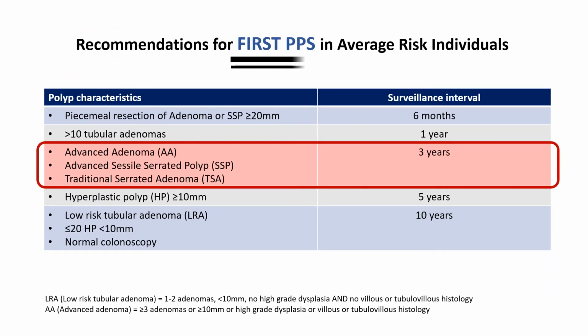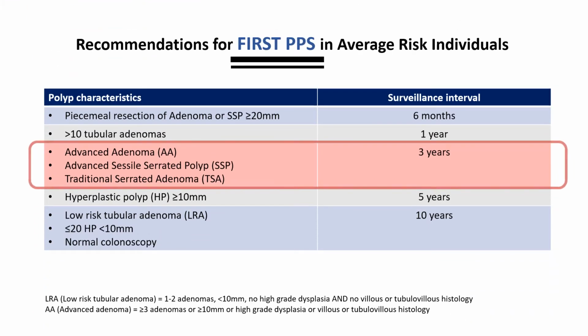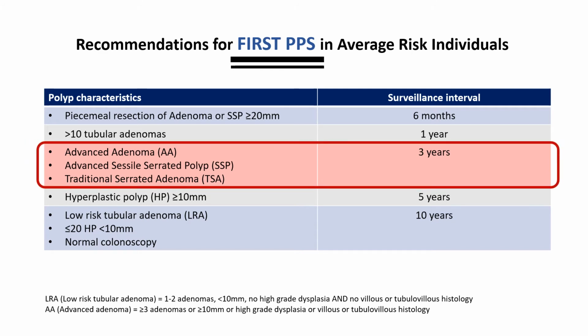Recommendations for first PPS. A 3-year interval is suggested for patients after polypectomy for advanced adenoma and advanced sessile serrated polyp. For piecemeal resection of adenoma or sessile serrated polyp of size 20 mm or larger, first surveillance is at 6 months. Second surveillance is 1 year from first surveillance, while the third surveillance is scheduled at 3 years from the second surveillance.